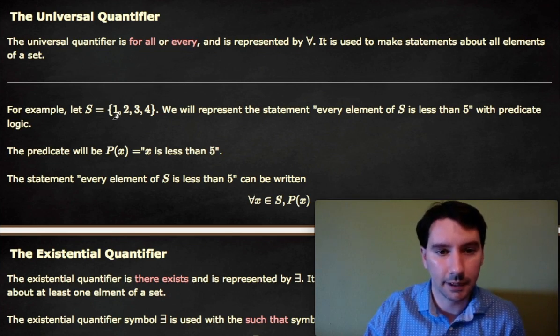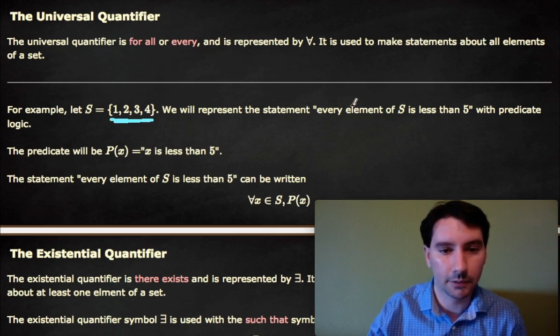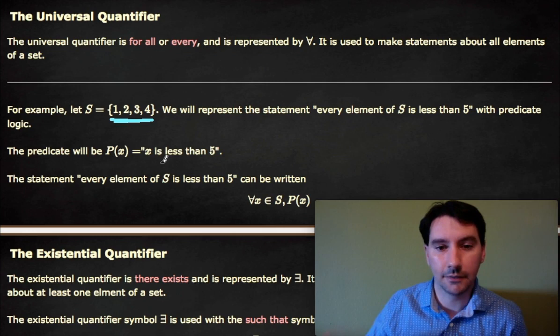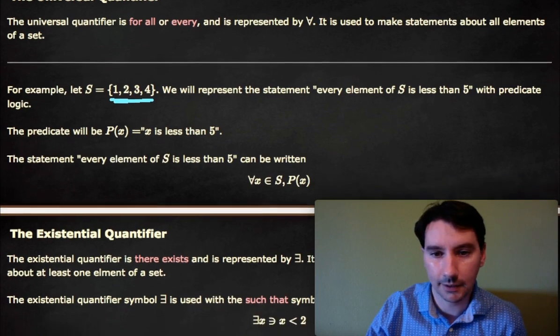So, for example, if S is the set {1, 2, 3, 4}, we could represent "every element of S is less than 5" using predicate logic and quantifiers. So the predicate P(x) would be "x is less than 5." And the statement "every element of S is less than 5" could be written: for all x in S, P(x).